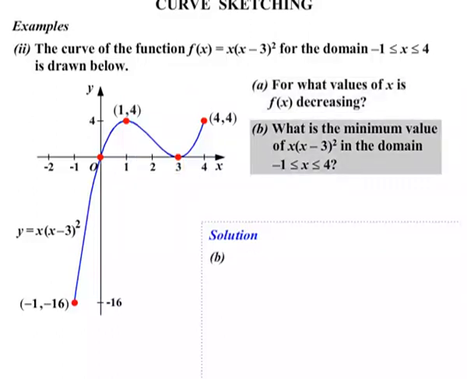Part B, what's the minimum value? Well, the minimum value is simply the lowest y value we've got. So looking at our point there, we can see that's certainly the lowest point on the graph, corresponding to a y value of -16. So therefore we say the minimum value equals -16.